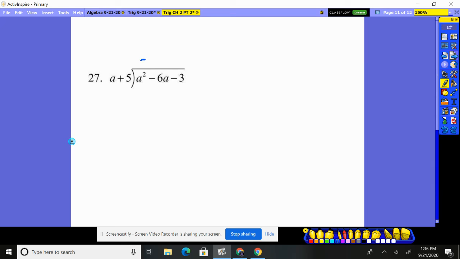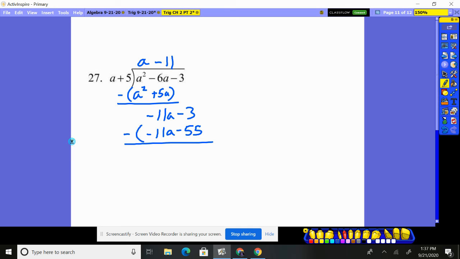Number 27. A goes into a squared, a times a squared, a times the 5, 5a. Subtract the whole thing. A squared minus a squared goes away. Negative 6a minus a 5a, that's going to be negative 11a. And then I bring down my negative 3, or subtract 3, start all over again. A goes into negative 11a, negative 11 times. Negative 11 times a, negative 11a, negative 11 times the 5, minus 55.